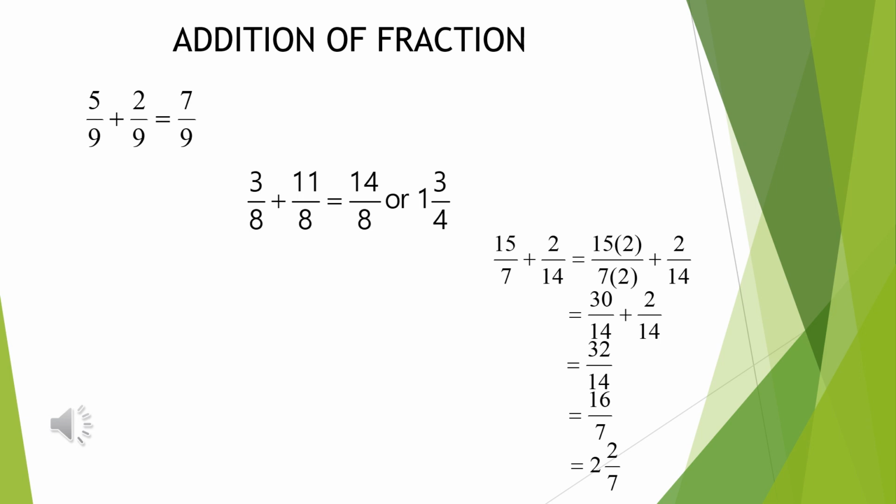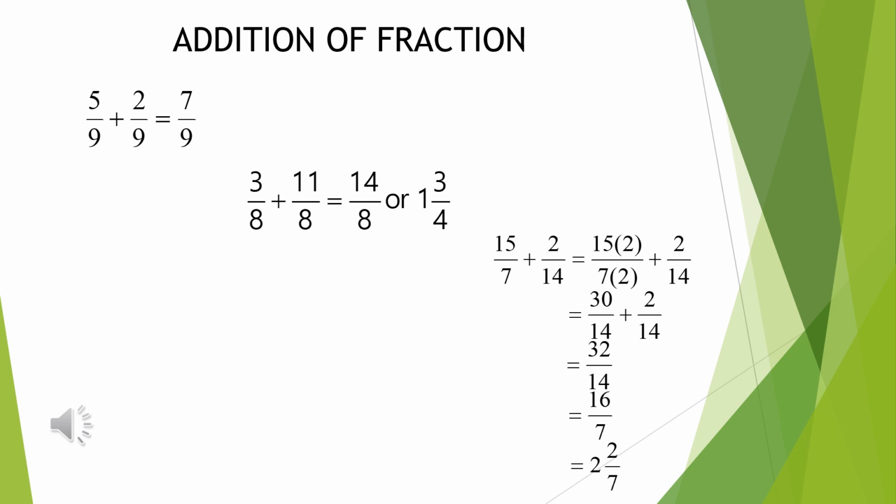We have another number, 3/8 plus 11/8. Again, we have the same denominator. The denominator is 8, so we just copy 8. 3 plus 11 is 14. So 14/8 can be reduced to lowest term as 1 3/4. We have another problem.